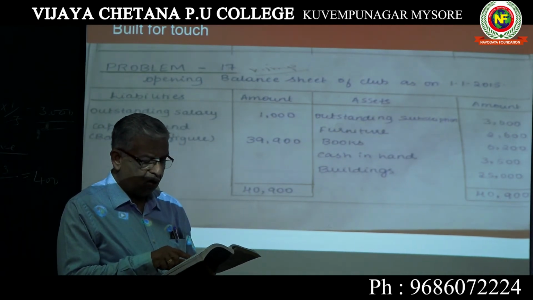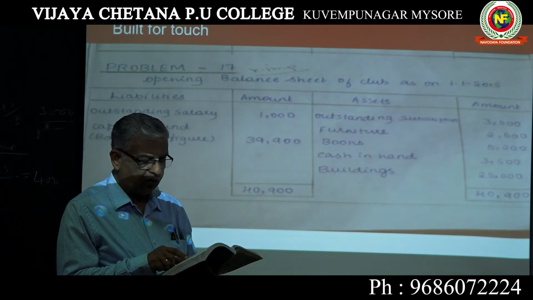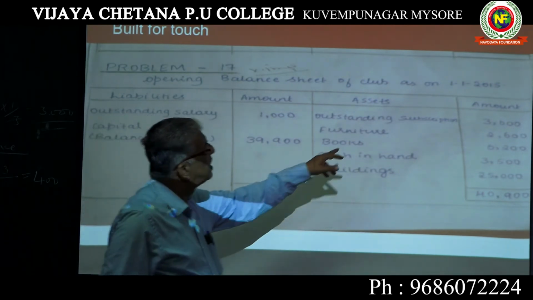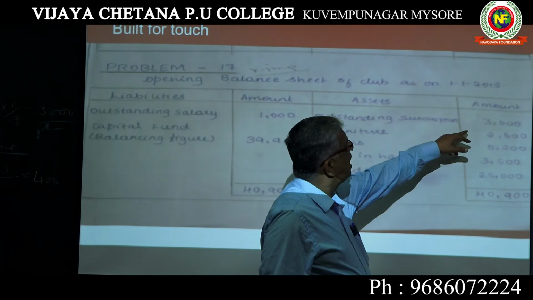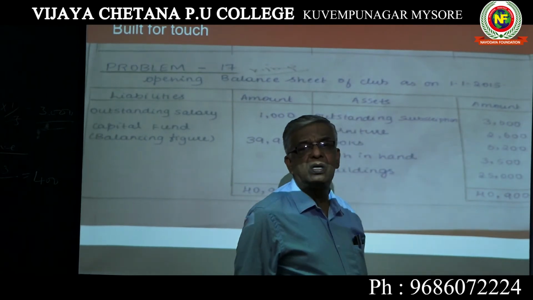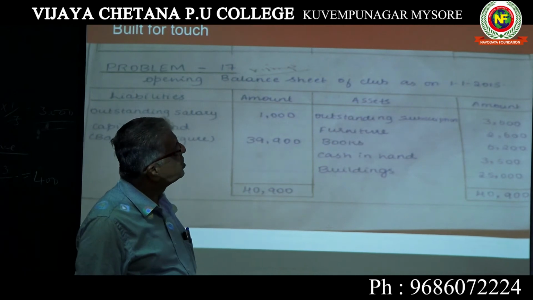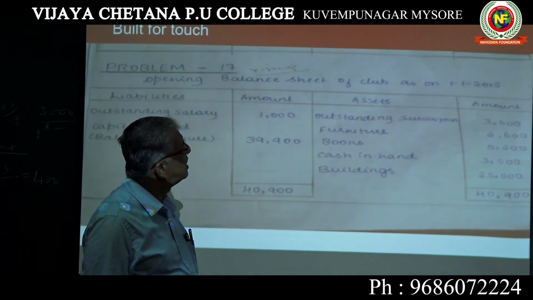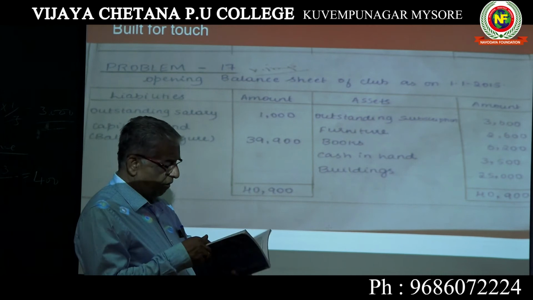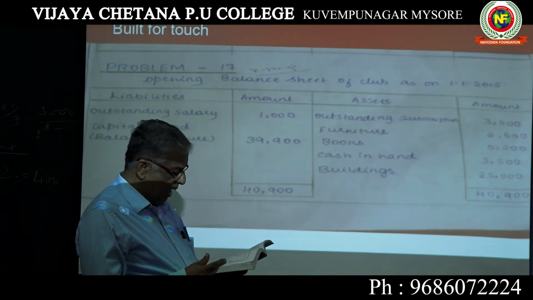Subscription outstanding on December 31st, 2012 was rupees 3,600. This is income earned but not received. Outstanding subscription 3,600. And furniture here he has given, as you know.